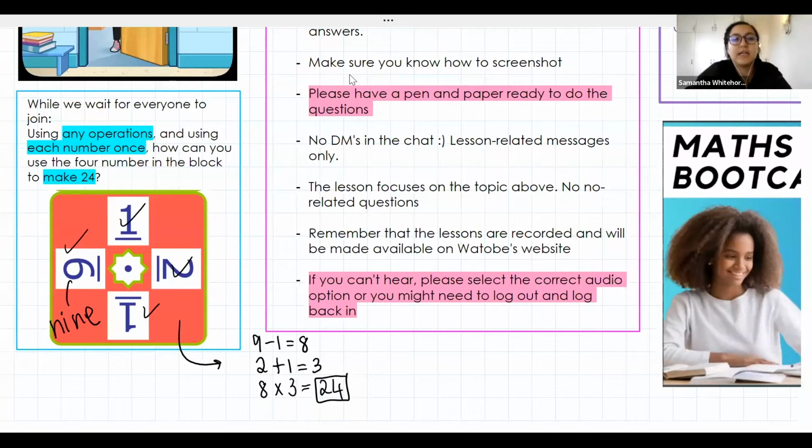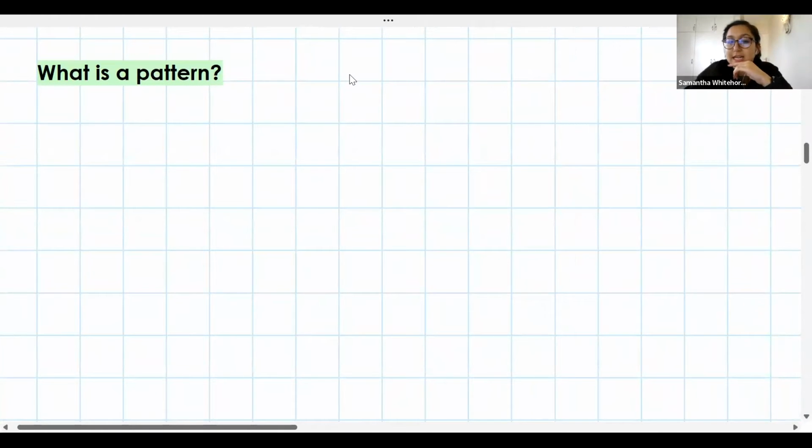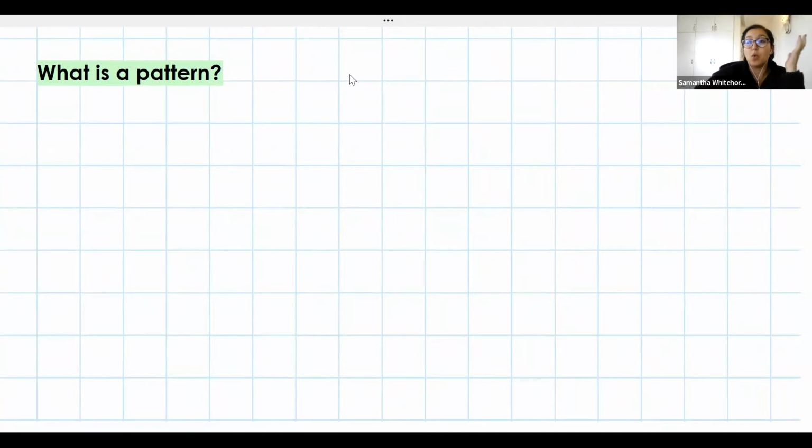But guys, let's get into our lesson. And what we're essentially chatting about today, like I said, are number patterns. So in the chat, can anyone tell me what a number pattern is? Or even what is a pattern? It doesn't have to be specifically a number pattern. What are patterns?